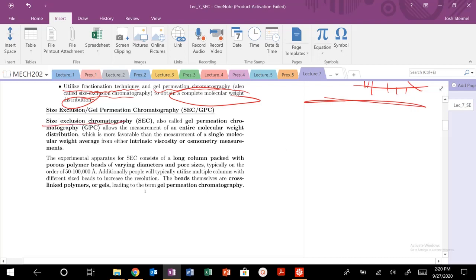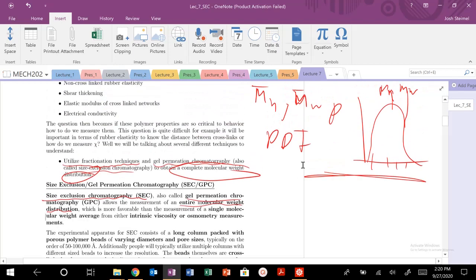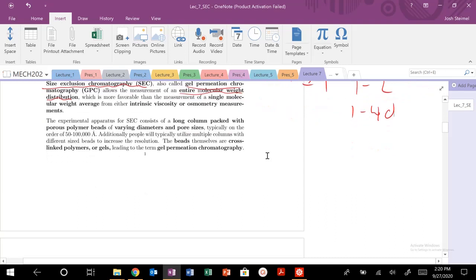So size exclusion chromatography, SEC or GPC, allows the measurement of the entire molecular weight distribution. So much more useful information, obviously, because you could calculate that PDI, the polydispersity index. Remember, PDI must be greater than or equal to 1. Usually it varies between 1 and 2 for most polymers. It could be from 1, I think, to like 40. Again, look back in the notes there. But that is much more useful than intrinsic viscosity, where we found a single molecular weight average, or osmometry measurements, as we just talked about in the last series of videos. Anyway, this is how size exclusion chromatography works.